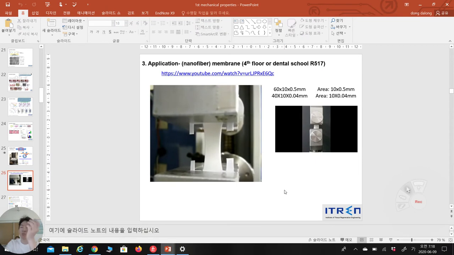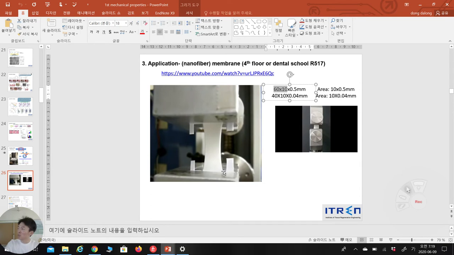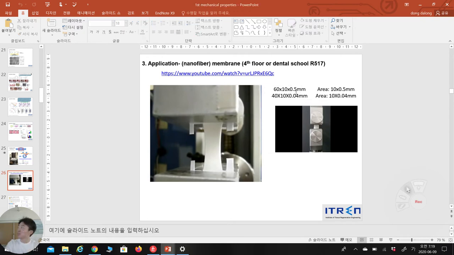Once you make your membrane or nanofiber, you have to measure their stiffness. As you can expect, depending on your stiffness or material, you can expect this material is good for osteoblast or good for neuron or good for liver. That's why we need to measure the stiffness of membrane or nanofiber. And how do you make it? If you electrospin your fiber, you can make this 60, 10, which is the height and width, and this 0.5 is the thickness. Sometimes you can vary this height, width and thickness.